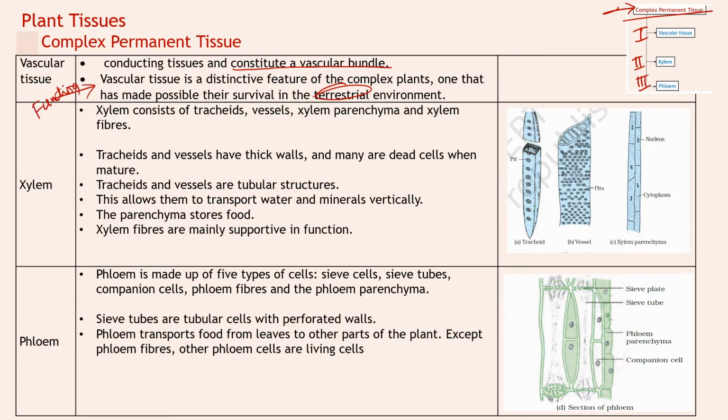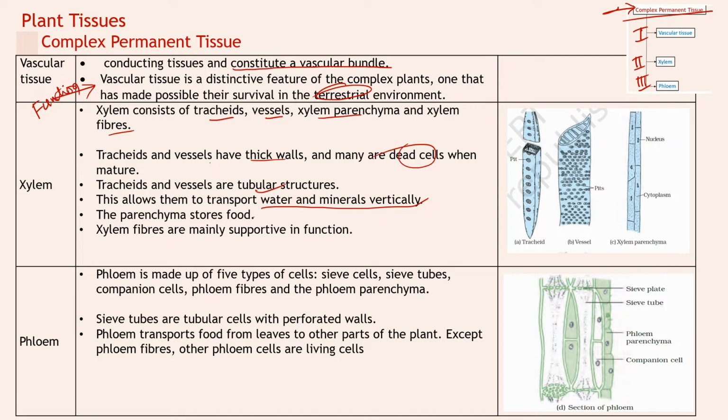Now xylem. Xylem consists of four types of tissue: tracheids, vessels, xylem parenchyma and xylem fibers. So these four types of tissues will be there in xylem. Tracheids and vessels have thick walls and consist of dead cells. Tracheids and vessels are tubular structures. This allows them to transport water and minerals vertically.